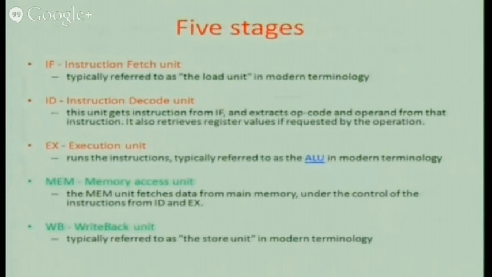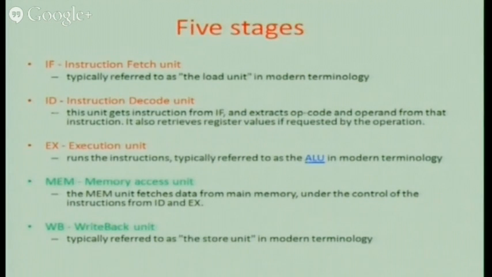So the first is the instruction fetch unit. This is typically referred to as a load unit. Firstly, we will load the data. We will load the instructions in this case. Then the second is the instruction decode unit. This unit gets the instruction from IF, that is instruction fetch, and extracts the opcode and operand from that instruction. It also retrieves register values if requested by the operation. If it is requested in the instruction itself, then it must also retrieve the register value in that case, right? The third one is the execution unit.